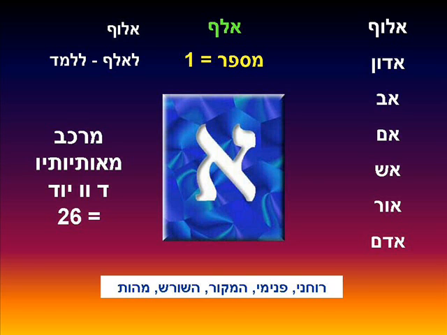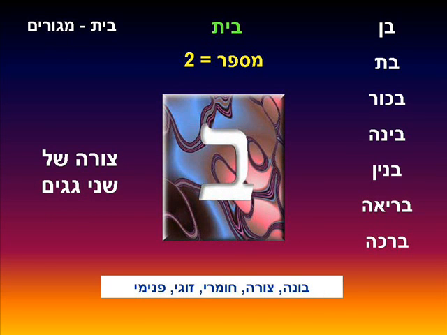Okay, now let's see Bet. That's the way it's called. Bet equals number 2. It means a house. And whenever you see the letter Bet, it involves building, creating, something which is material, or something which is zugi, couples, because it's 2.